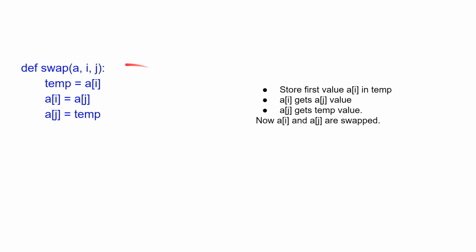Function swap takes the input of A, i, and j, i and j being 2 values, and A being the array. It then stores the first value, A[i], into temp, and A[i] gets A[j]'s value, and then A[j] gets temp's value, and now A[i] and A[j] are swapped. The end.